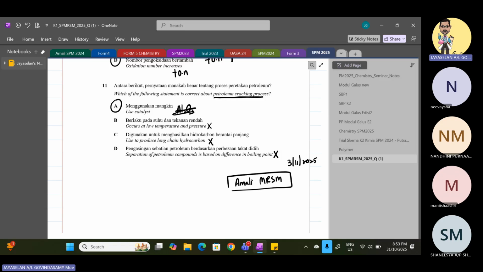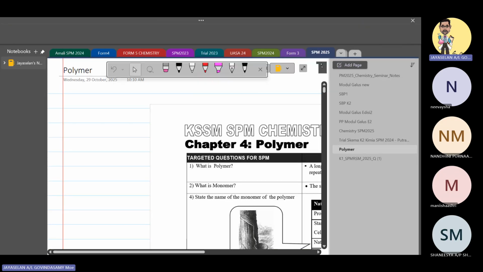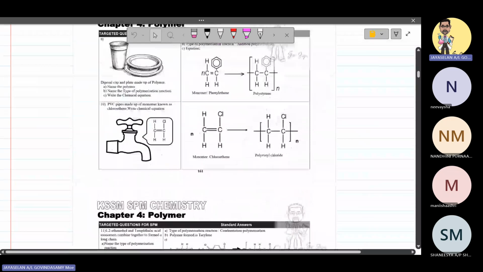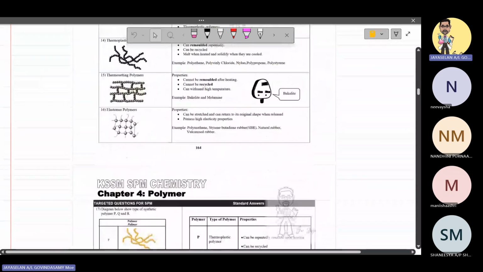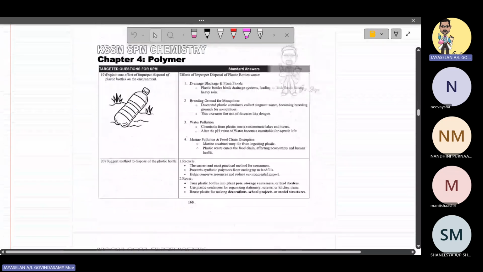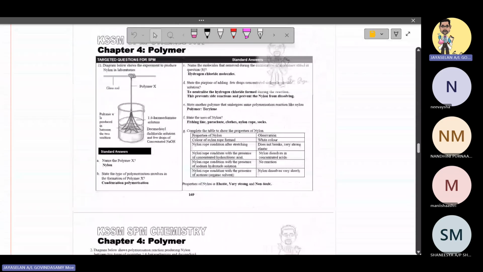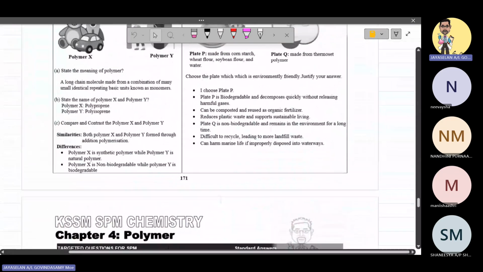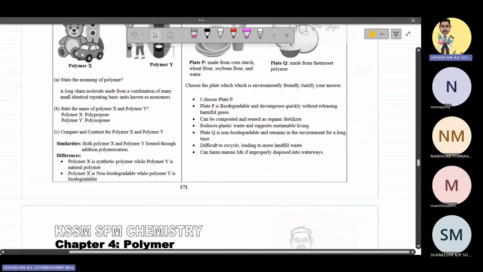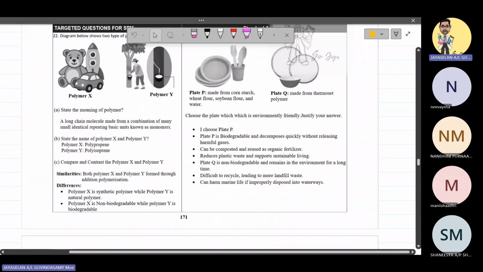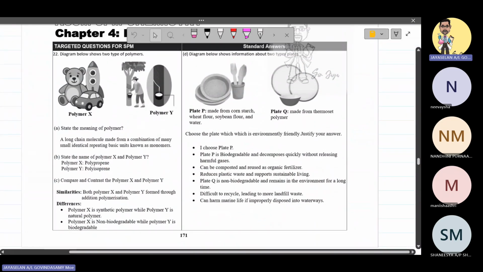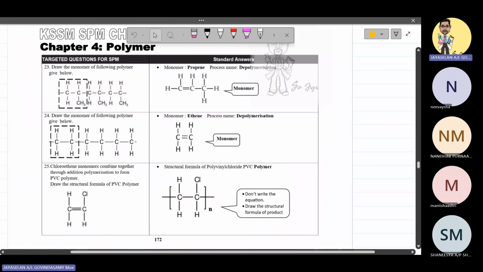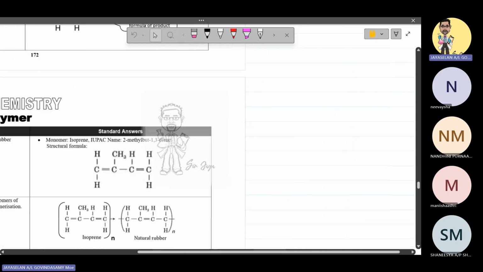So today we go for polymer. For polymer, we already finished part 1 and part 2. Part 2 I already finished until this part, polymer nylon finished, until here. Today I go for the most important part, which is natural rubber. We go for natural rubber.